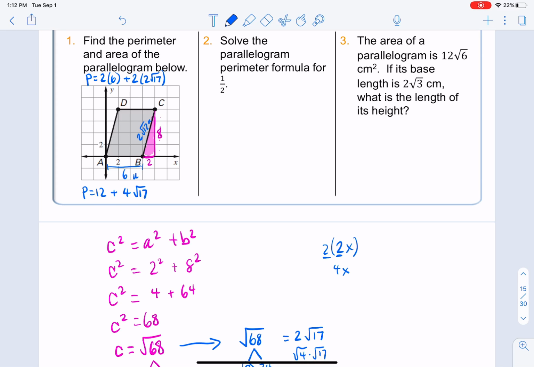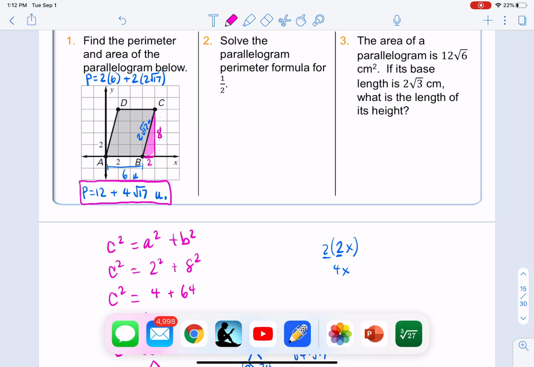Sure, it's acceptable for you to put that into the calculator to get an approximate answer. And I'll show you that in just a moment. Okay, so units, because it is perimeter, those are singular units.